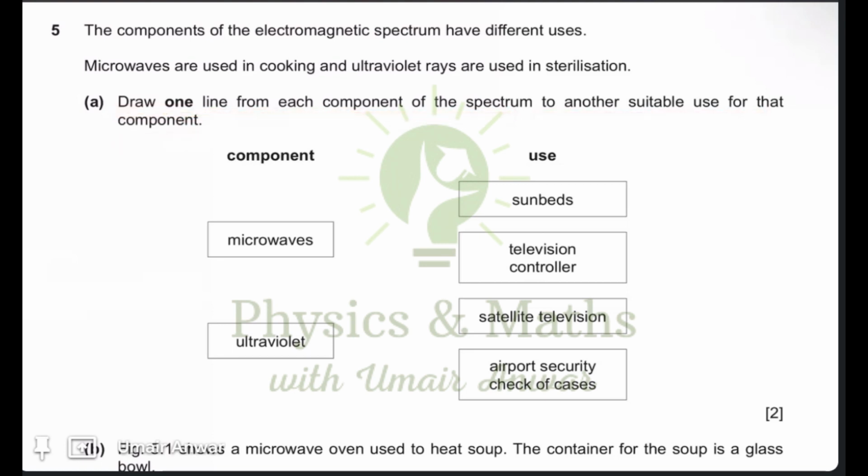Now, microwaves are also used for satellite televisions. Radio waves and microwaves are commonly used for communication systems also. And ultraviolet rays are used for sunbeds so that they can trap heat.